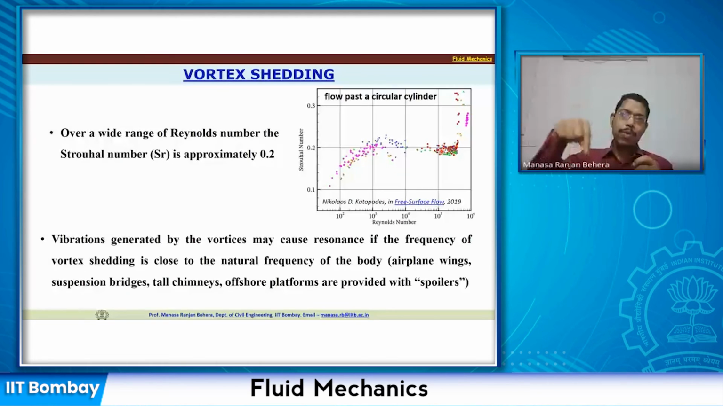So these spoilers are provided around the structure, and basically what they do is disturb the flow so that the flow is going to become turbulent. And we have already seen, once the flow becomes turbulent, what will happen? The flow will attach with the body for more distance and the separation zone can be reduced. Once the separation is reduced, the wake region is going to be reduced, and because the wake region is reduced, the force is going to be less. So overall the load on the structure can be reduced, okay. This is a typical application.